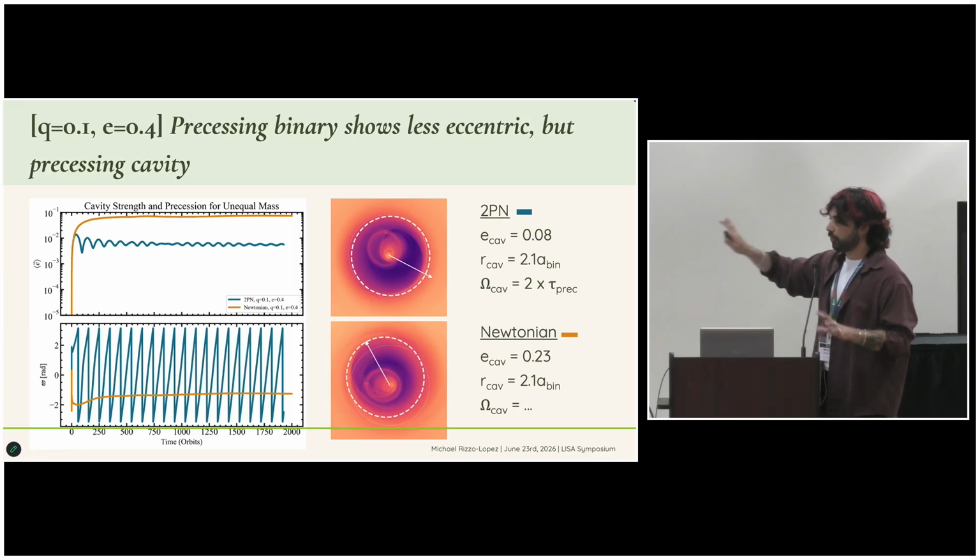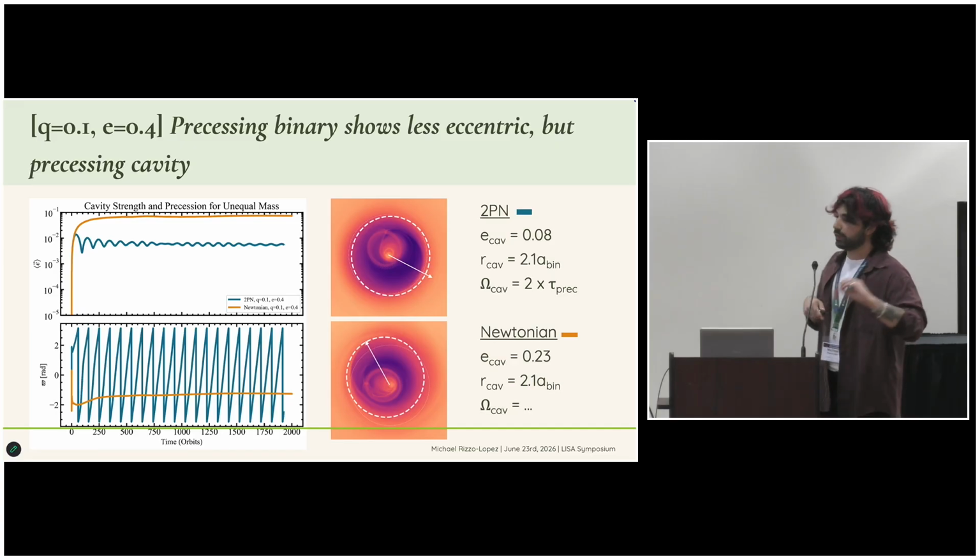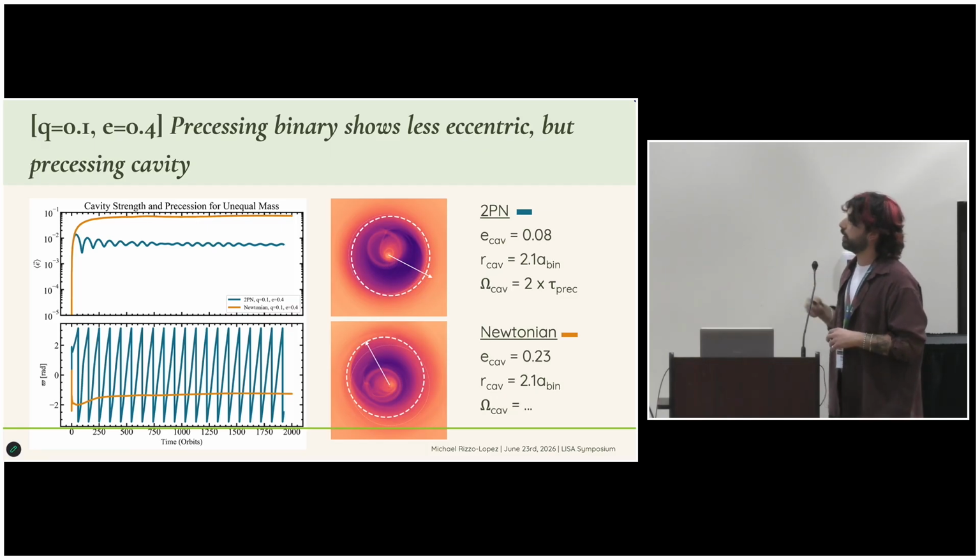And so we see that our Newtonian binary, which does not precess, has a cavity that stays at a fixed orientation and is pretty eccentric. And then our precessing binary has the orientation of the cavity follow the orientation of the binary. It is less eccentric, and it's smaller than when we had our equal mass binary.